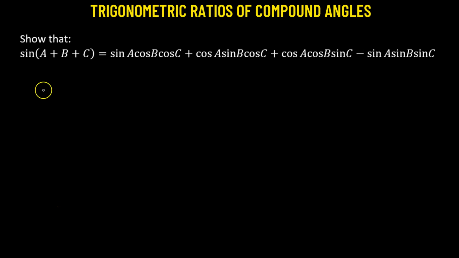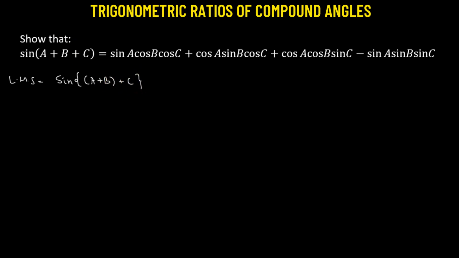We need to show that sine of the compound angle a plus b plus c is equal to the given expression. We will begin our problem from the left hand side. So here we have sine of a plus b plus c, but what we can do is rewrite it as, so we'll consider a plus b as a single sum and this is added to c.